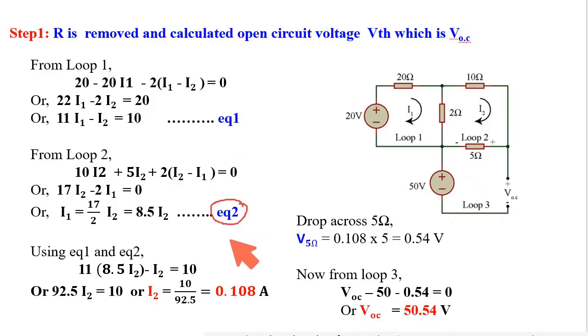Solving equation 1 and equation 2, I got I2 equal to 0.108 amperes, which is flowing through this 5 ohm resistance. So what will be the voltage across this 5 ohm resistance? This is 5 multiplied by I2, ultimately 0.54 volt, with polarity positive and negative. Now using KVL in this loop, this is plus minus, minus plus, minus plus 0.54. So using KVL here, this VOC minus this 50 minus this one is equal to 0. So ultimately I got VOC is 50.54 volt.